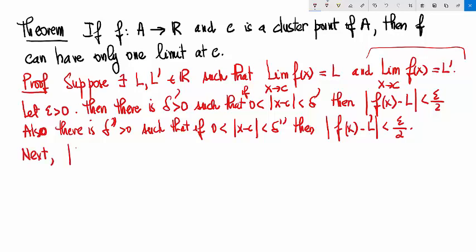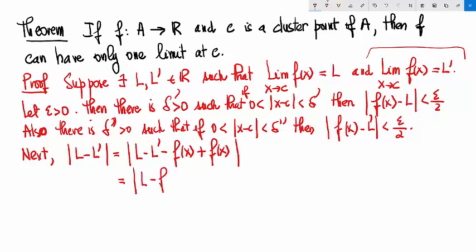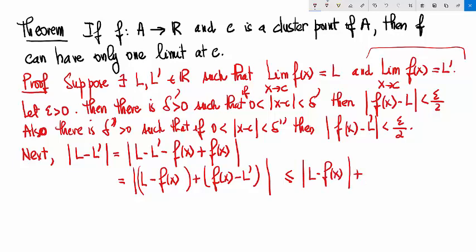Okay. All right. Now, next, we note that the absolute value of L minus L prime is the absolute value of L minus f of x plus f of x minus L prime. And by the triangle inequality, this is going to be less than or equal to the absolute value of L minus f of x plus the absolute value of L prime minus f of x. And of course, we can rewrite this as the absolute value of f of x minus L plus the absolute value of f of x minus L prime.